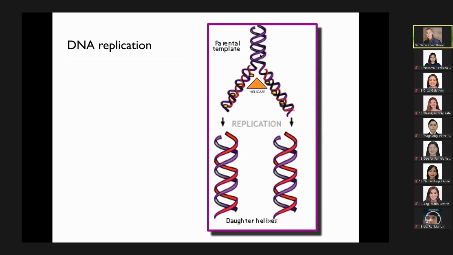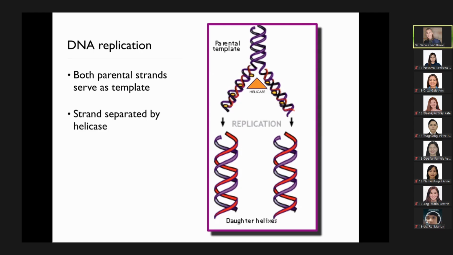So the 2 parental strands will serve as template. Each of them will serve as template. Thus, they have to be separated from each other by the enzyme helicase. So the 2 parental strands will be separated from each other, as each one would act as a template. The separation is accomplished by the enzyme called helicase that breaks the hydrogen bond between the 2 parental strands.